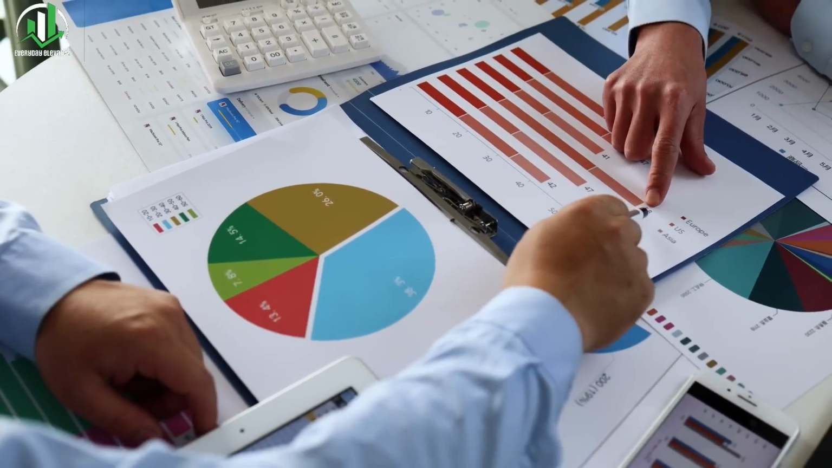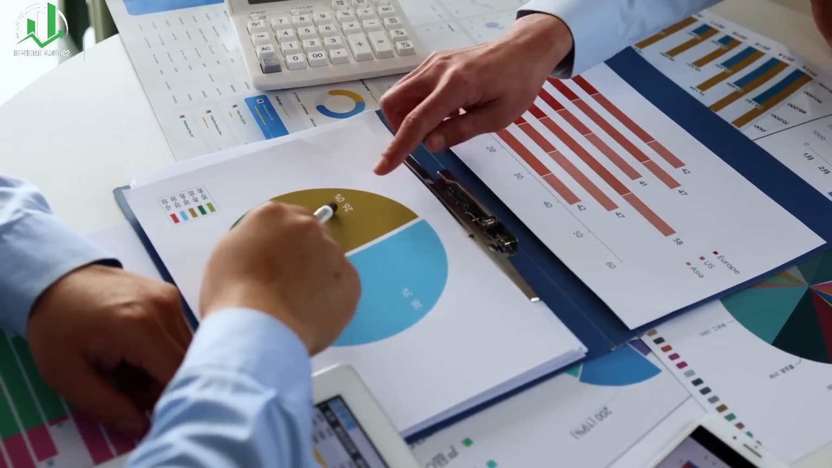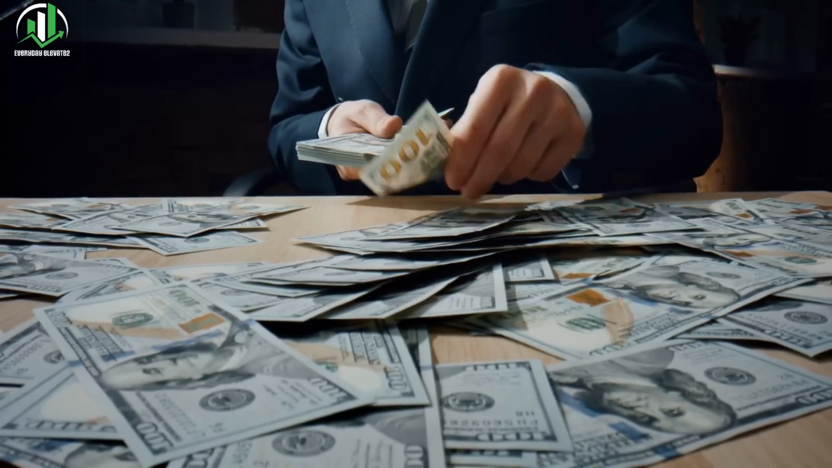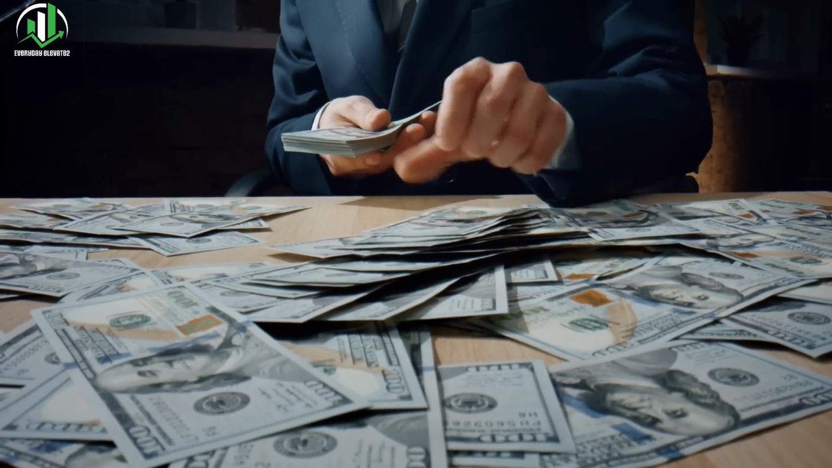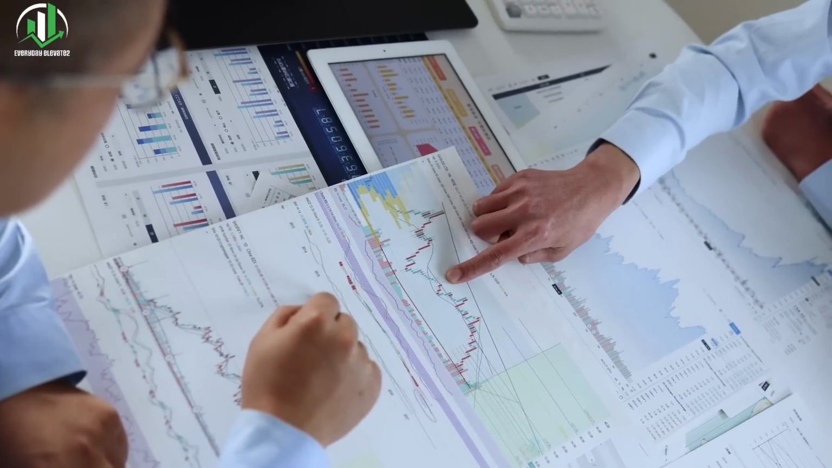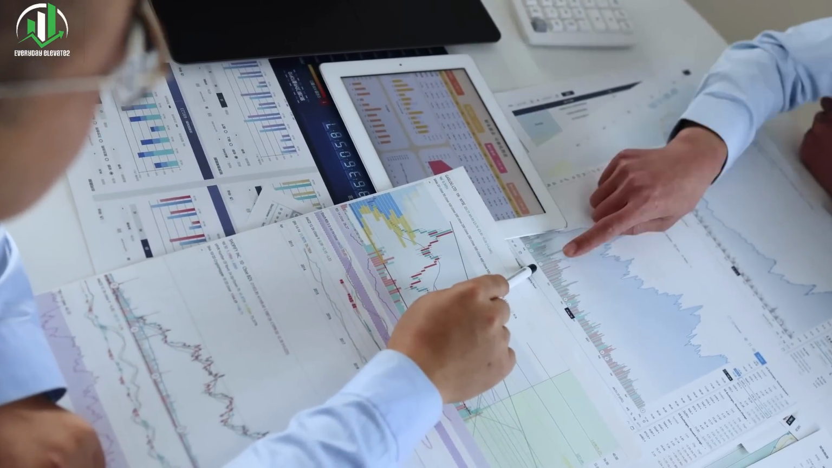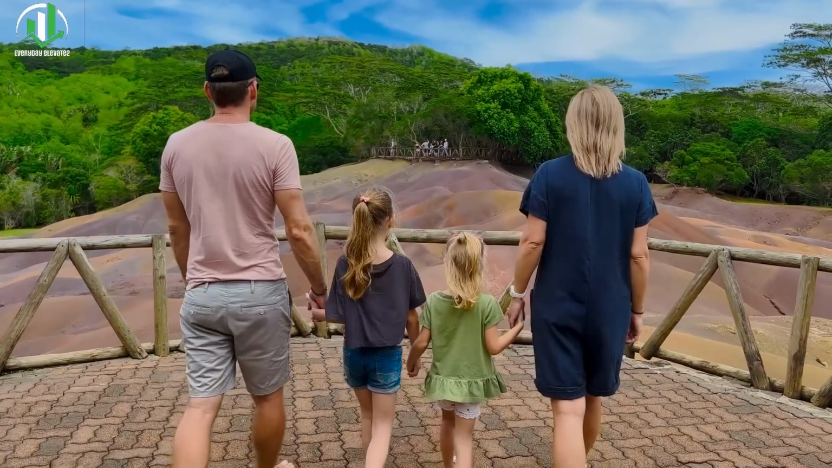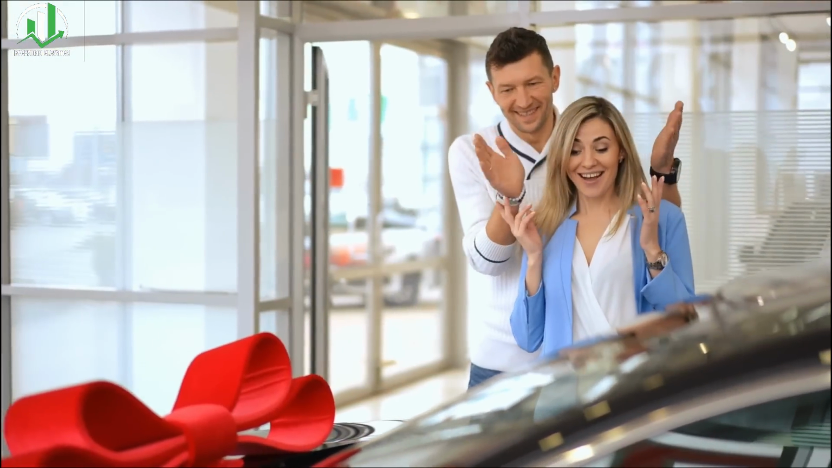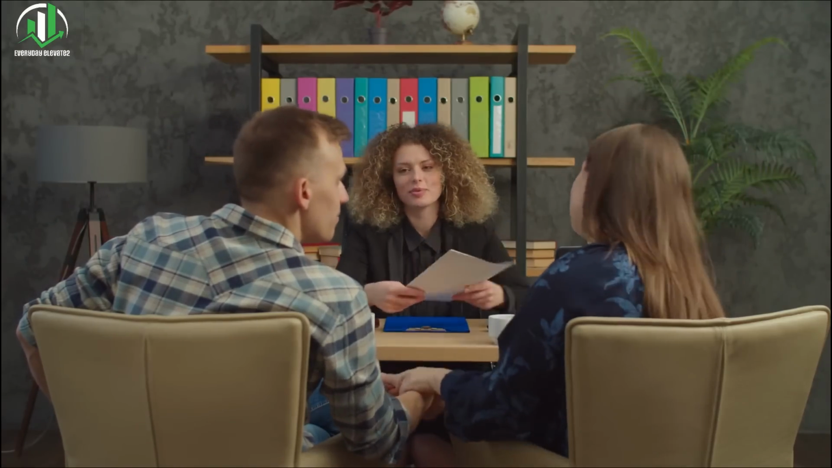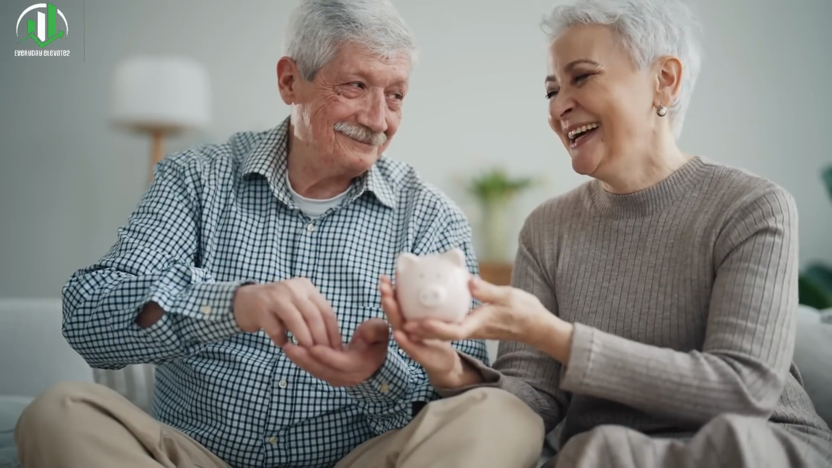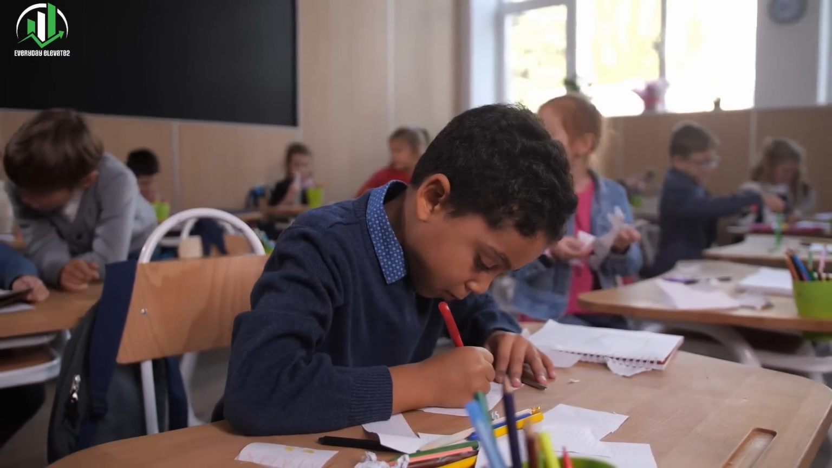Creating a diversified investment portfolio is a key strategy for managing risk and achieving long-term financial goals. To start, it's essential to define your investment goals. These goals can be short-term, such as saving for a vacation or buying a car; medium-term, like accumulating a down payment for a house; or long-term, including retirement savings or funding your children's education.